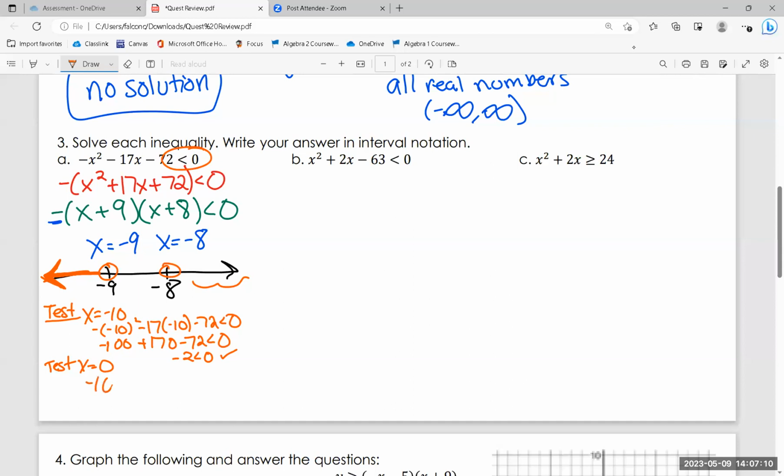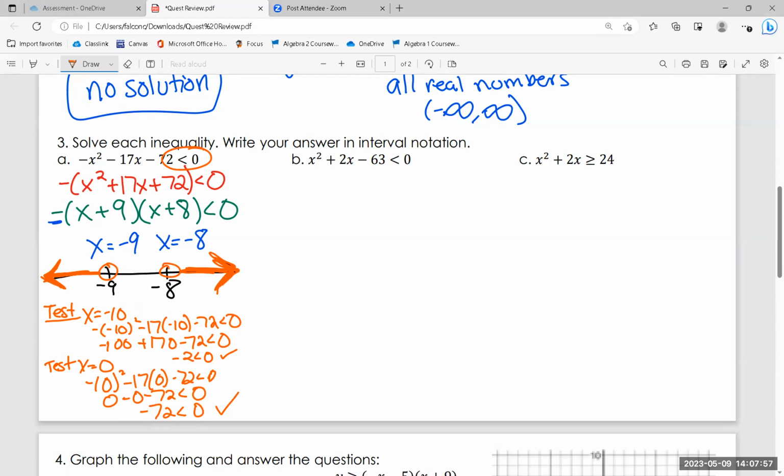So plugging in 0, it would be -0 squared minus 17 times 0 minus 72 less than 0. So this would be 0 minus 0 minus 72 less than 0. So that'd be -72 less than 0, which does work. So we know that this over here, we want to shade to the right. All right, so if we know that that works, then this part right here in the middle will not work. So we could test one in the middle, but this shouldn't be an all real numbers kind of situation. So you could test -8.5, but it shouldn't work.